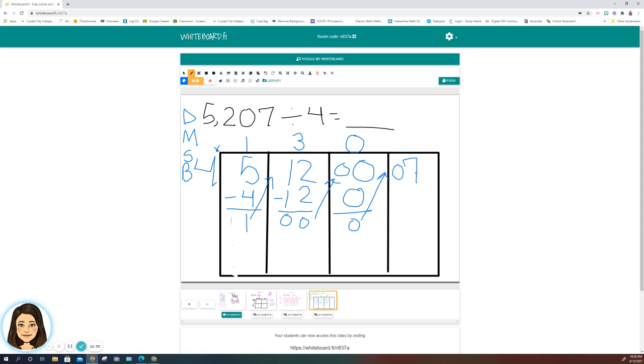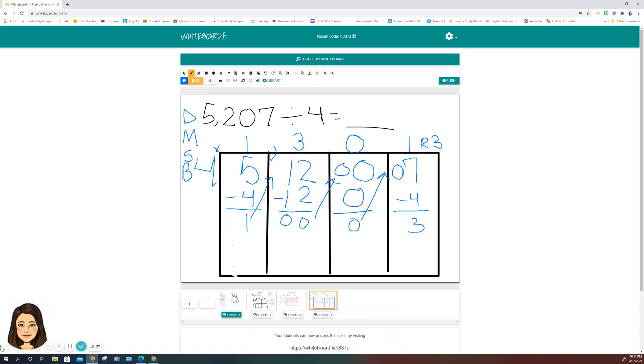Now we're going to divide 7 divided by 4. 4, which is 1 time. We're going to multiply. 4 times 1 is 4. So I'm going to subtract that 4. And 7 minus 4 is 3. So I have 1,301 with the remainder of 3.